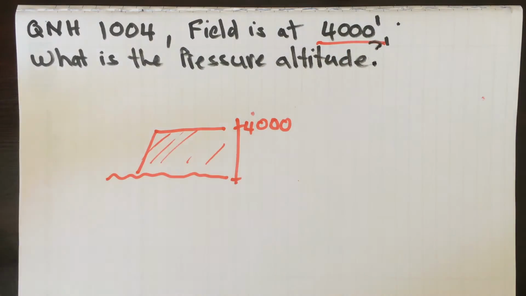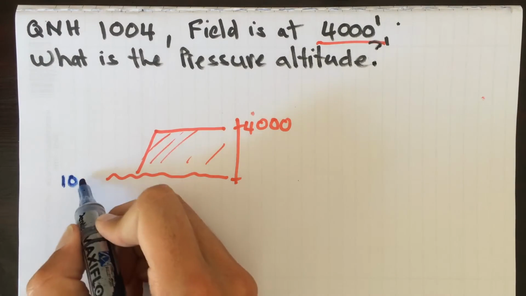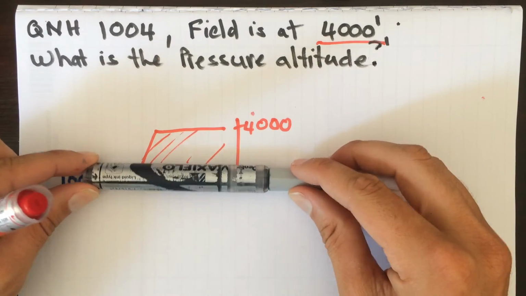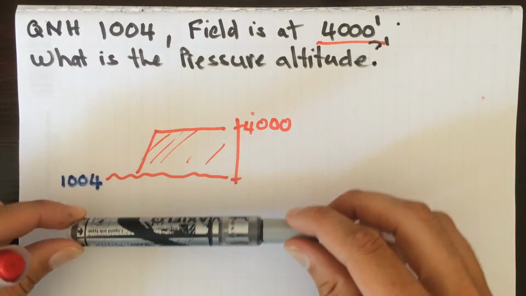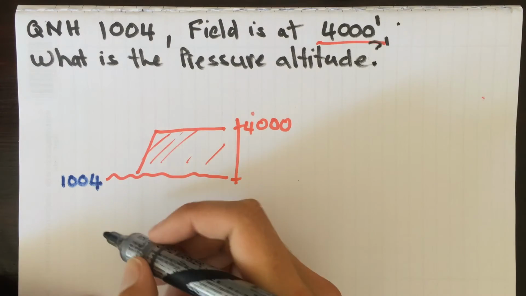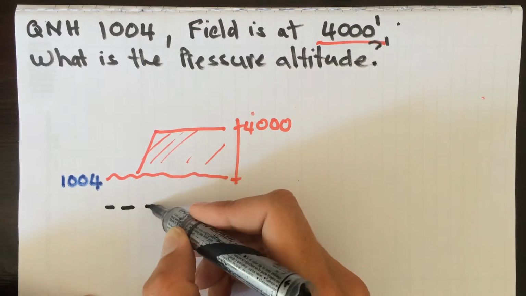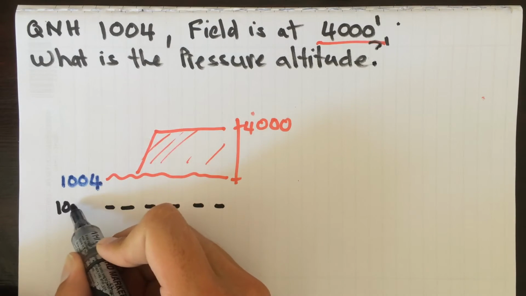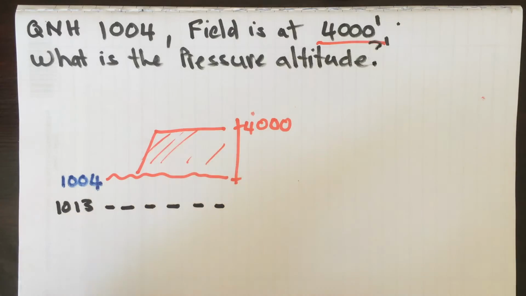Then what else do we know? We know that the QNH is 1004. Okay, 1004. Now the question that you need to ask yourself is, is 1013 going to be above this or going to be below it? Okay, think about it a little bit. Okay, if you thought underneath, you are correct. Why? Because the lower you go, the more pressure increases. Okay, so we've got 1013 over there.